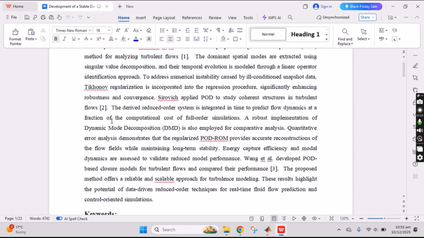of the computational cost of full order simulations, a robust implementation of dynamic mode decomposition is also employed for the comparative analysis. So in this section, we analyze the quantitative error analysis, which demonstrates that the regularized POD ROM provides accurate reconstructions of the flow fields while maintaining long-term stability. Okay? And the energy capture efficiency and model dynamics are assessed to validate the reduced model performance.